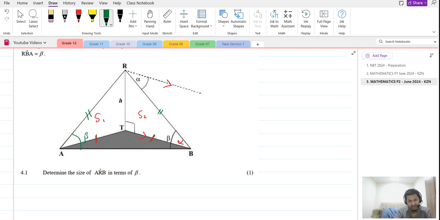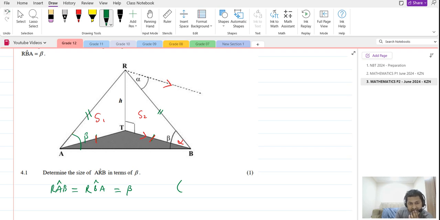So we're going to say RAB, I'm writing the full reason, RAB is equal to RBA, which is equal to beta. And what's the reason for that? Because these two triangles are similar, not only similar, they're also congruent. Why are we saying it's congruent?